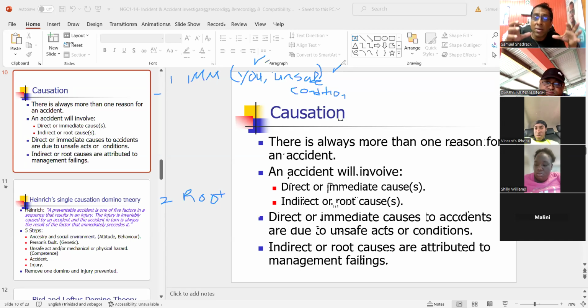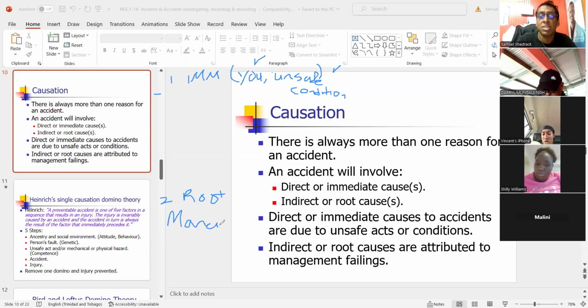You have to remember today's lesson. Look at right in your book there. You could underline immediate and root, and you could write in your book, immediate is you and an unsafe condition, right? So root causes though is due to management. Root causes is due to managers, like the managers not providing resources. I'll flesh this out for you in a bit. So root causes is management.